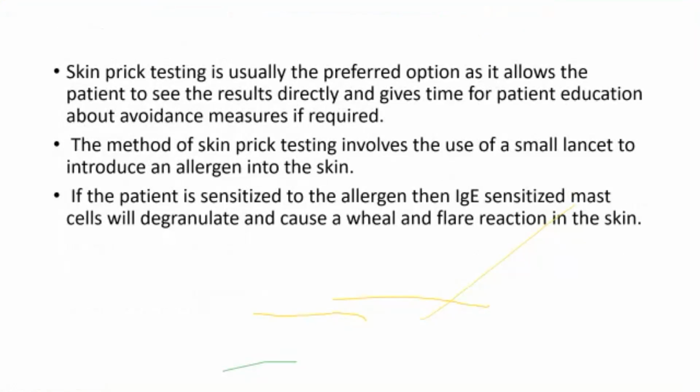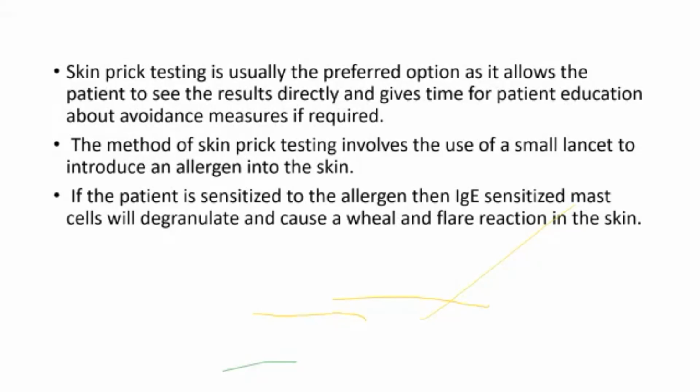The method of skin prick testing involves the use of a small lancet to introduce an allergen into the skin. If the patient is sensitized to the allergen, then IgE sensitized mast cells will degranulate and cause a wheal and flare reaction in the skin. This is what you read in your second year pathology. So when skin prick testing, SPT, is done, it allows the results to be seen directly, and it helps the patient also.